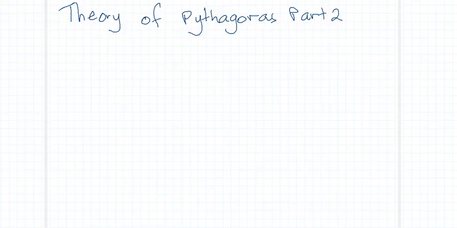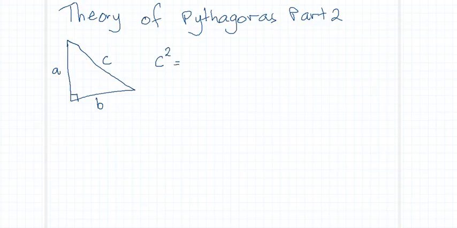Okay, in this video we're going to look at an application of the Pythagorean theorem. In the previous video we looked at a situation where you had a right angle triangle, and we were looking for side C based on the lengths of the two short sides A and B, and we know that C squared equals A squared plus B squared. But what happens if we have a different situation?